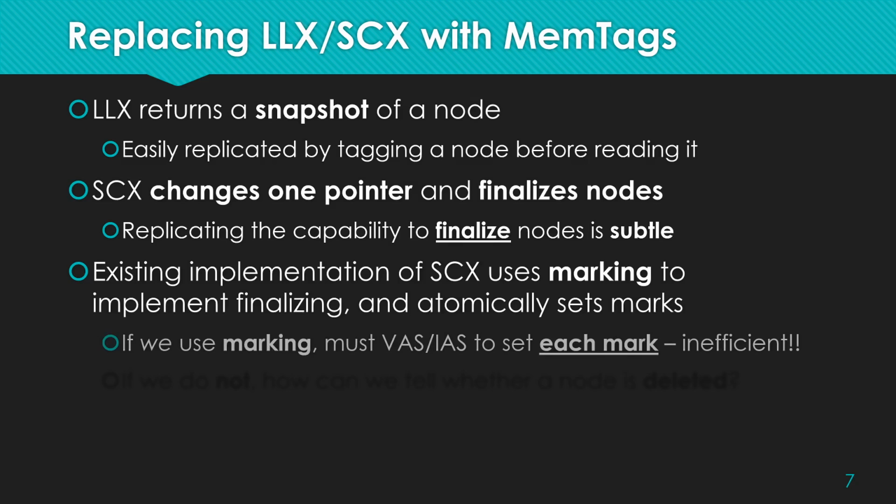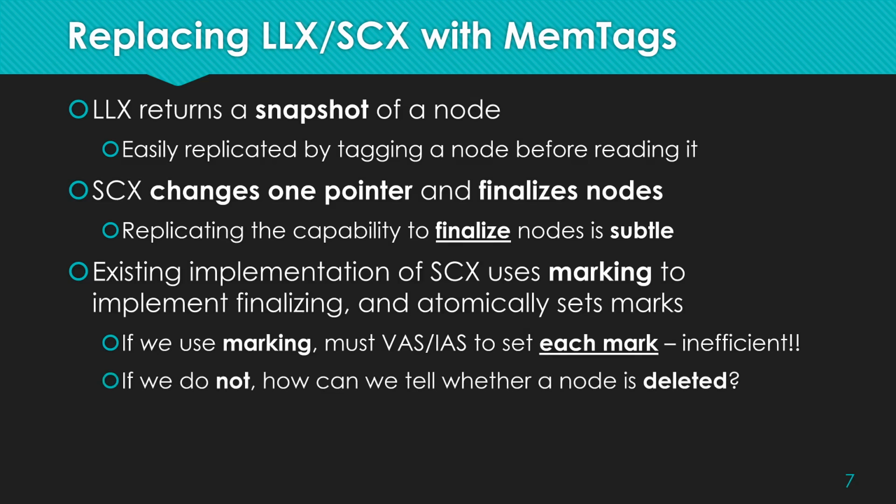If we were to use marking like they do, we would have to use VAS or IIS to set each mark in each finalized node. We have to do lots of VASs or IISs. This is inefficient, and this is not what we want to do. We want to be able to perform a single VAS, a single IIS to accomplish a data structure update. But if we didn't use marking, then it's not clear how we could tell whether a node is deleted. We can't simply look at the node and look at its mark to see if it's been deleted to disambiguate.